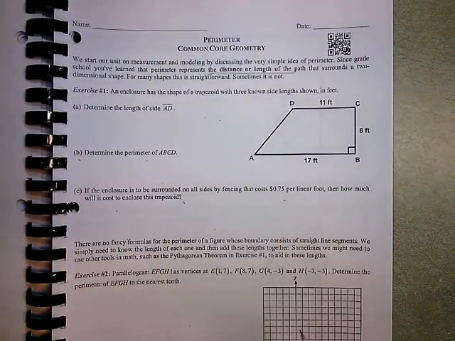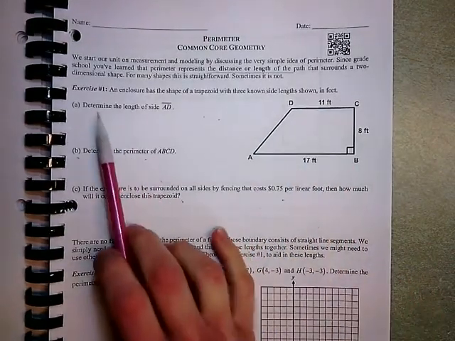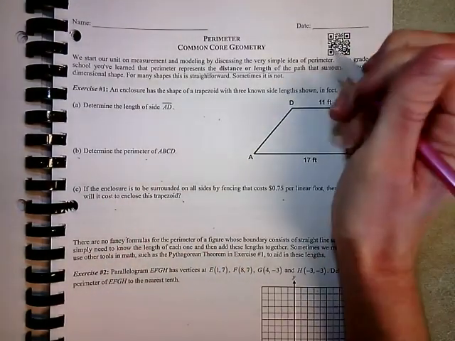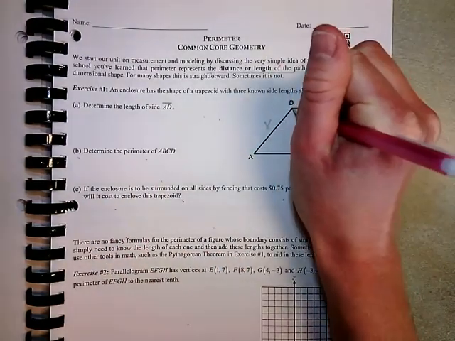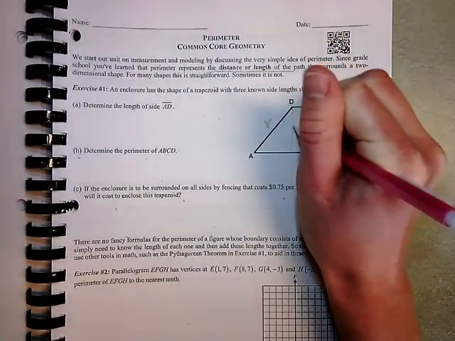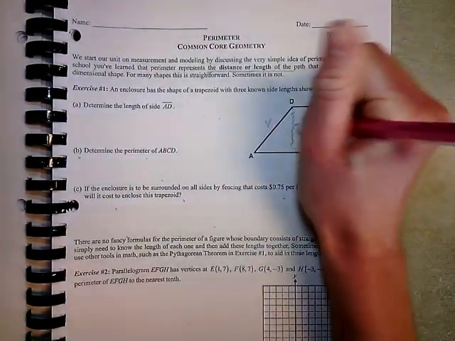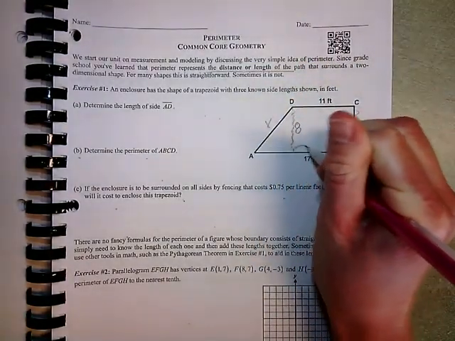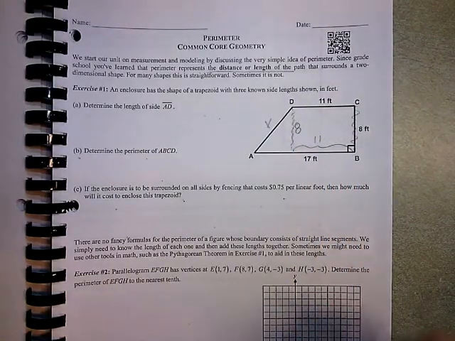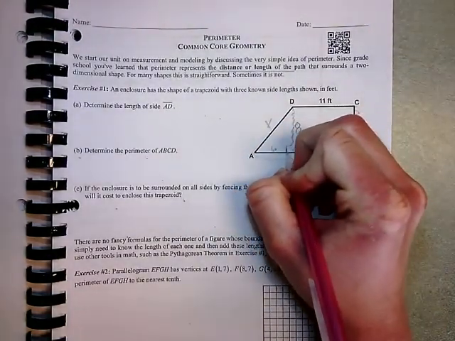So an enclosure has the shape of a trapezoid with 3 known side lengths shown in feet. So let's first determine the length of side AD. Okay, so we want to find this. Now this is the height of the trapezoid. Now this side is the same as this side, so this side's 8. Now this side is 11, okay? Because this whole side is 17, this little part is 6.